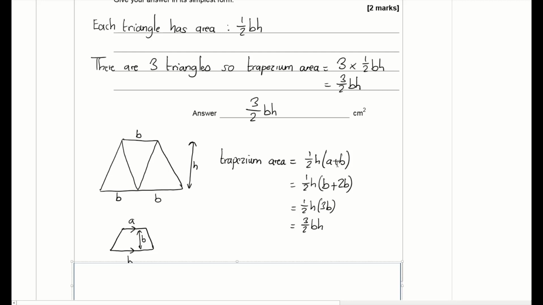You do have to know the trapezium area formula. It's not a provided formula in any sheet in the exam, so be prepared on a higher paper that could crop up somewhere in a question where you really do actually have to use it. Either way, correct answer 3 over 2 bh or 1.5 bh, so any equivalent format.